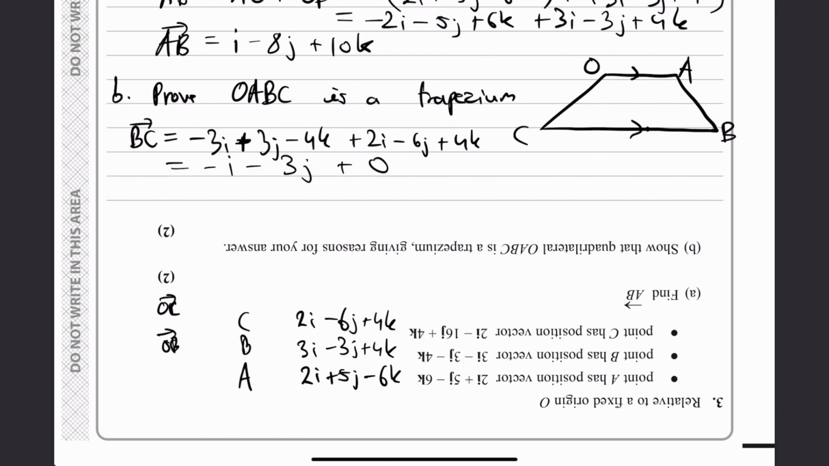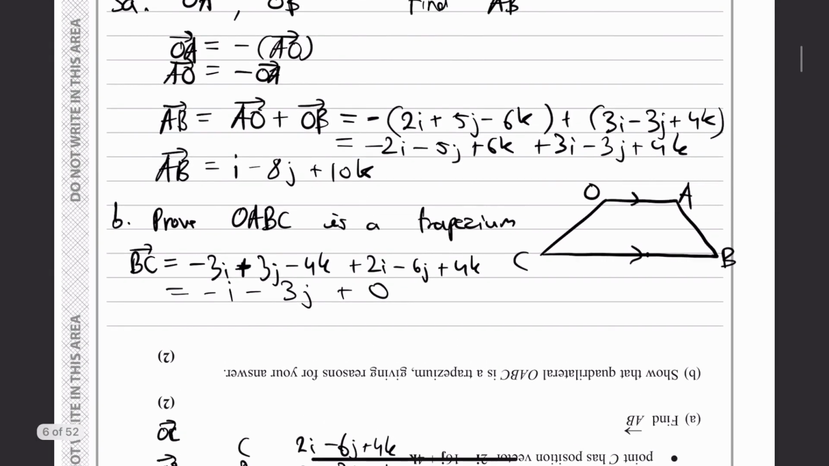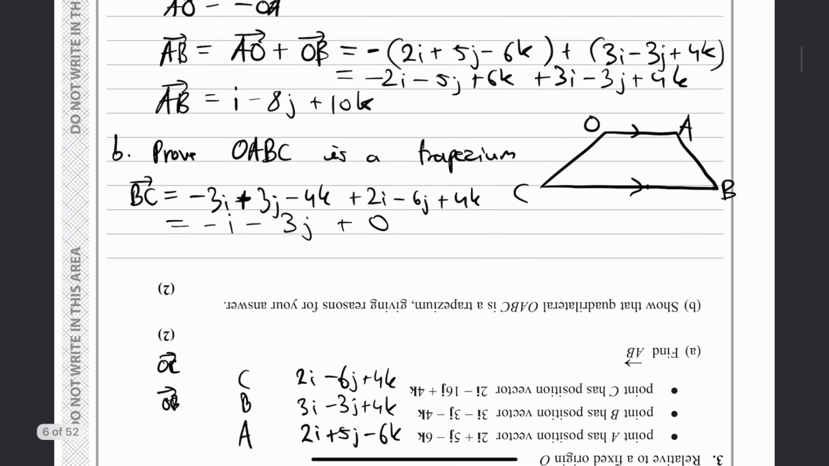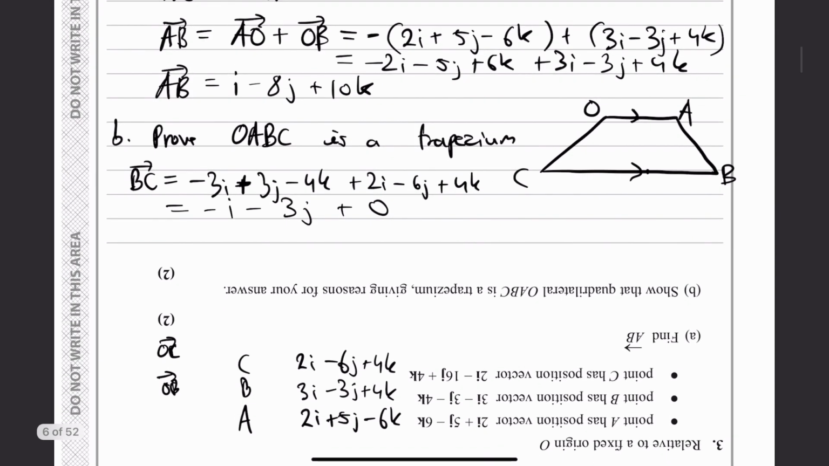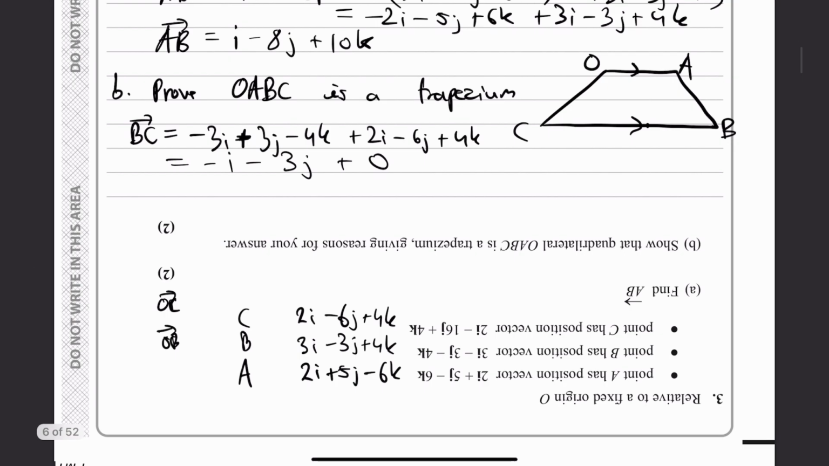Let me see if I've got the OA correct. It will be negative this plus that. Negative i, negative that. Yep, and then negative this plus that is just going to be negative a. So I think we've got AB correct. But now we've got to somehow prove that OABC is a trapezium.